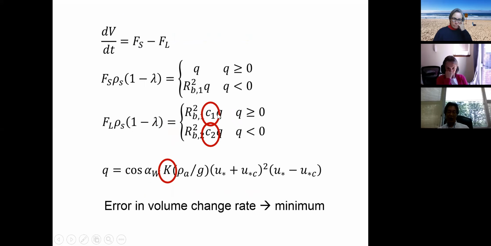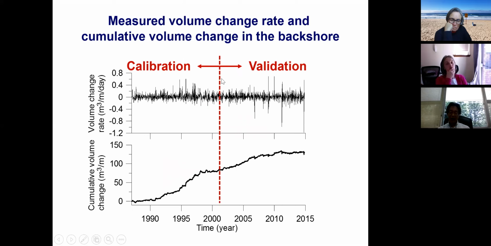And now we have three parameters, C1, C2, and K. We determine these three parameters using the least square method, so that the error in the weekly average volume change rate, measured and simulated, becomes minimal. And the 20-year data set was split into two. The first half was used for the calibration, and the second half was used for validation.